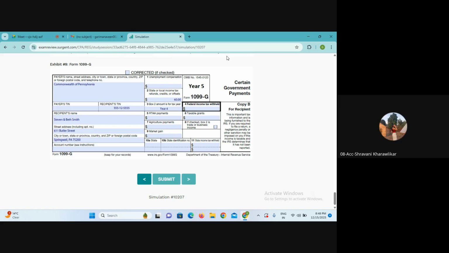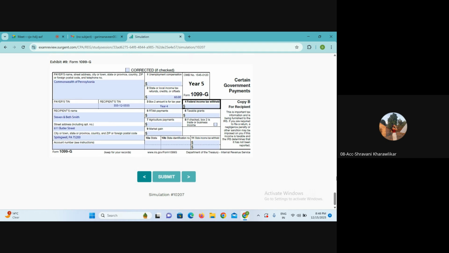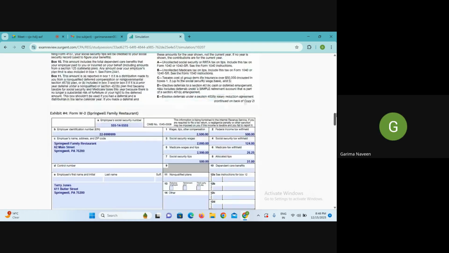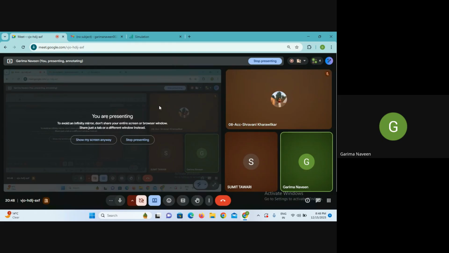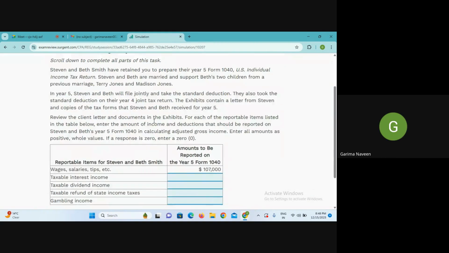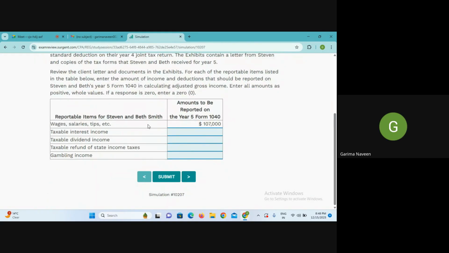Can you actually explain the whole question to me? Because how to read and from where to pick the things, I'm not able to do that. Are you able to see the screen? Yes, ma'am, now I'm able to. Is the first part clear? Wages, salary. The first part was clear.